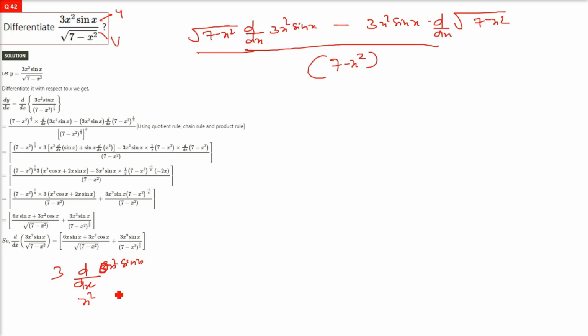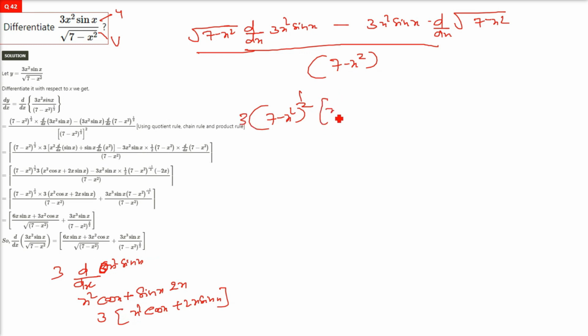x square sin x will be x square cos x plus sin x times 2x, because x square is 2x. Now you can just multiply it by 3, or you can keep 3 outside and write x square cos x plus 2x sin x. Okay, so we will replace it here. And this term, under root 7 minus x square, I am writing as 7 minus x square to the power half. And I am going to write 3 outside, and x square cos x plus 2x sin x. This. And then minus 3x square sin x, and d by dx of something.